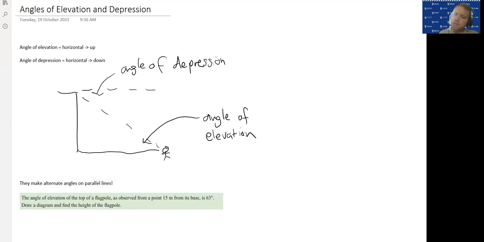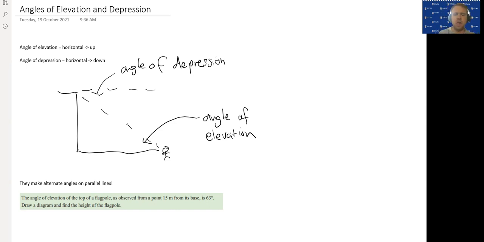If you are underneath something and you're looking up at it, then the angle between the horizontal and the angle you're looking up is an angle of elevation. If you are on top of something, above something, and you're looking down towards it, then the angle between the horizontal and the angle that you're looking down is the angle of depression.